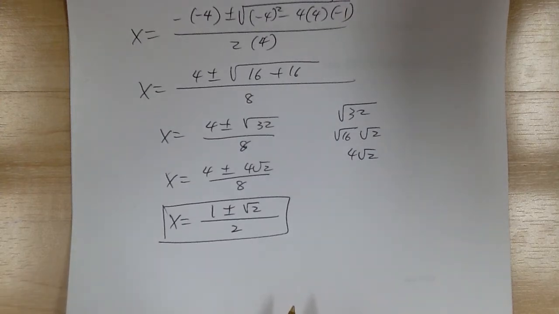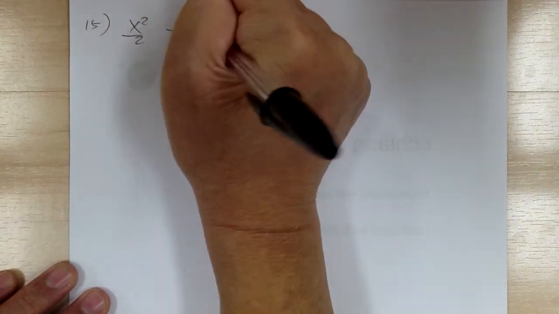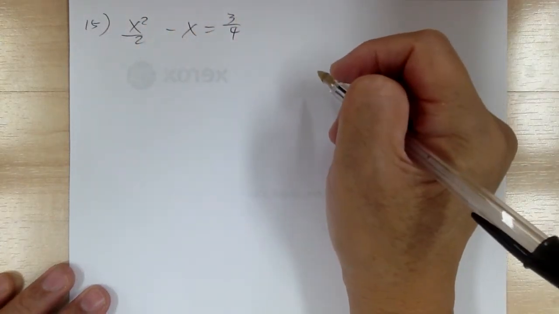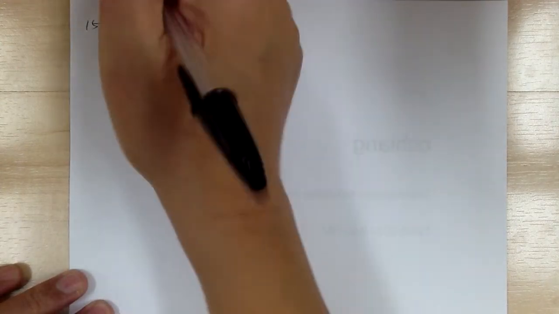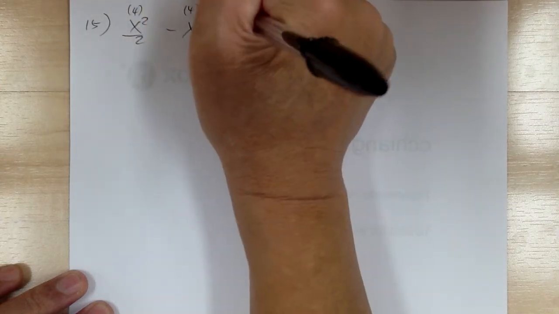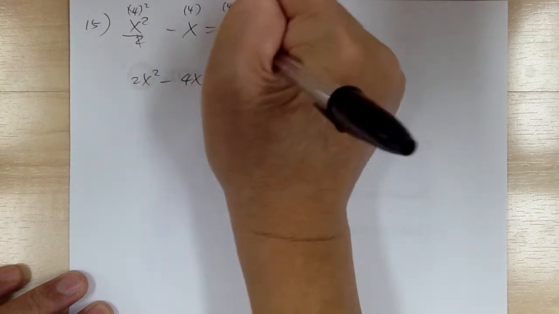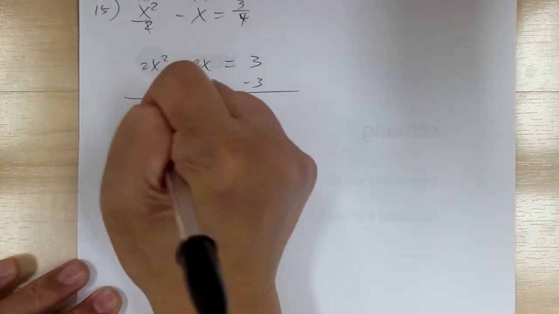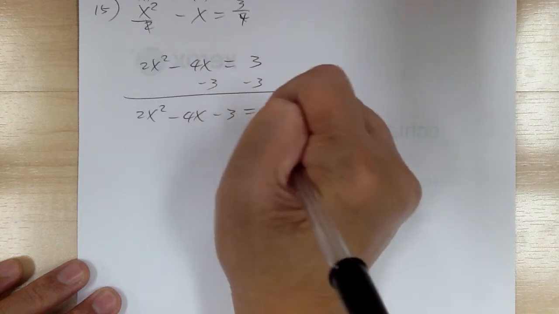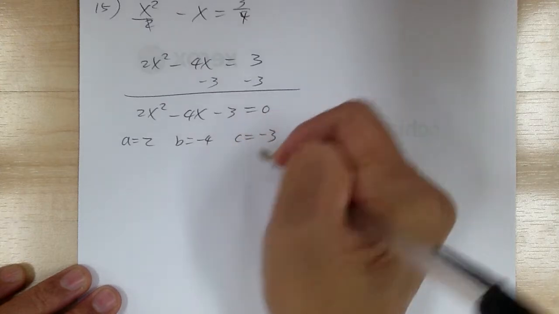Okay, let's go to 15. Okay, so first I'm going to multiply everything by 4 to get rid of the fraction. So that would be a little bit easier to move things around. So I get 2x squared minus 4x equal to 3. Move this over, so minus 3 on both sides. I get 2x squared minus 4x minus 3 equal to 0. So a equal to 2, b equal to negative 4, c equal to negative 3.